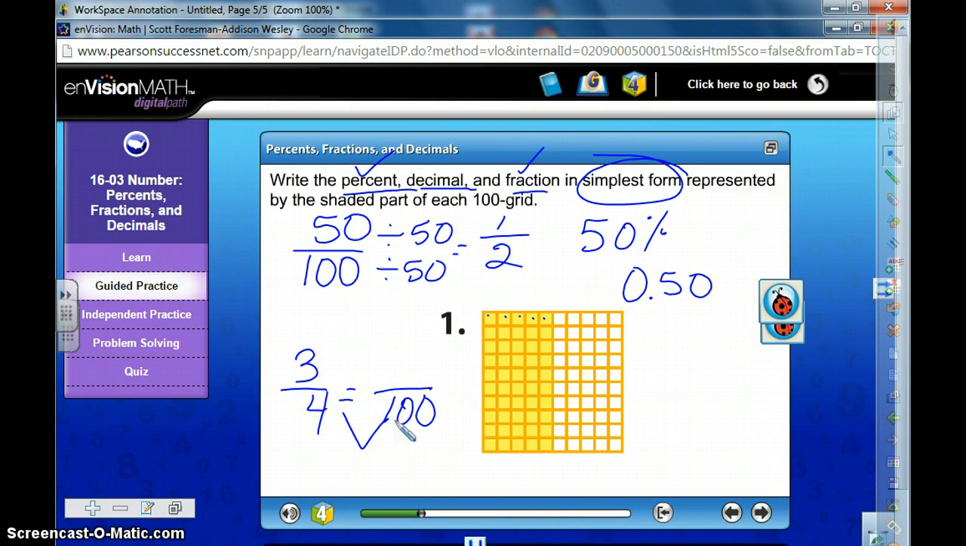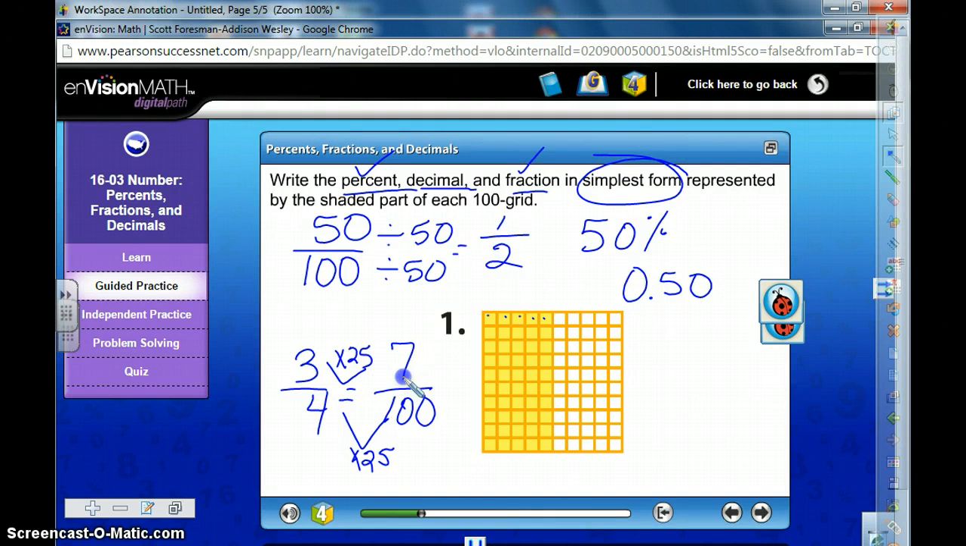So what do I have to take 4 times to get 100? 4 times what gives me 100? Aiden. 25. Think of quarters. 25, 50, 75, $1. $1 is 100 cents. So I have to take that times 25. What I do to the denominator, I do to the numerator. 3 times 25. I like to think of quarters, because I know quarters are 25 cents. If I have 3 quarters, how many cents do I have?